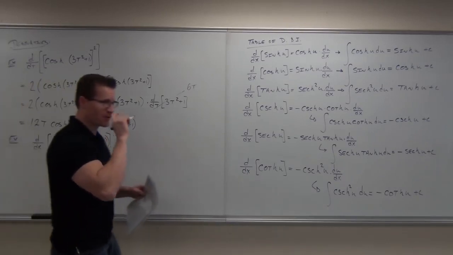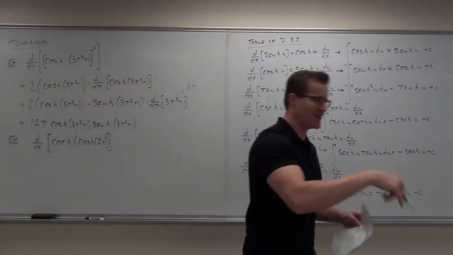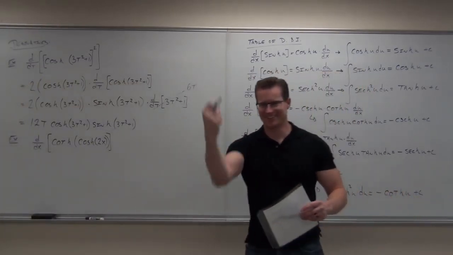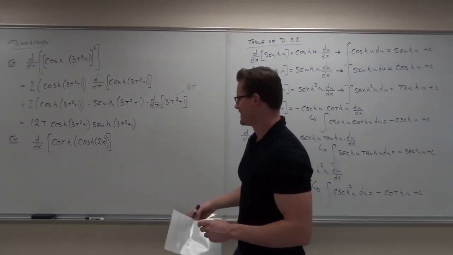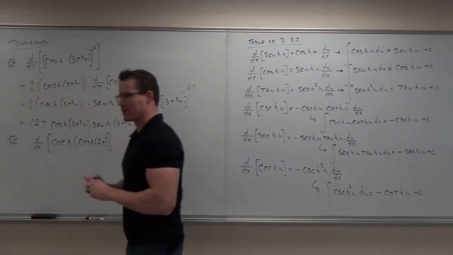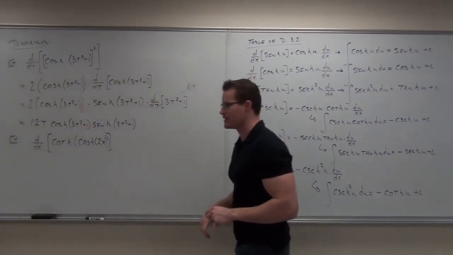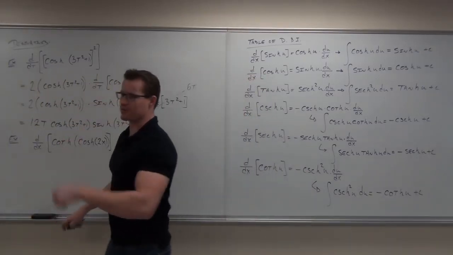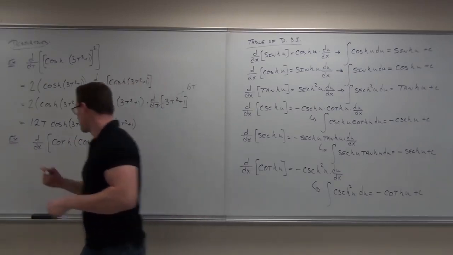I want hyperbolic cotangent of, hyperbolic cosecant of 2x. I'm going to give you enough time as I erase this side of the board, and then we're going to go for it. Actually, you know what? Your work is up there, so I'll leave it for this one.